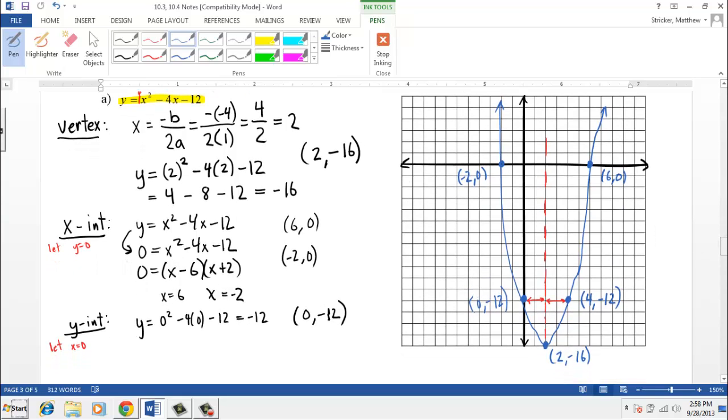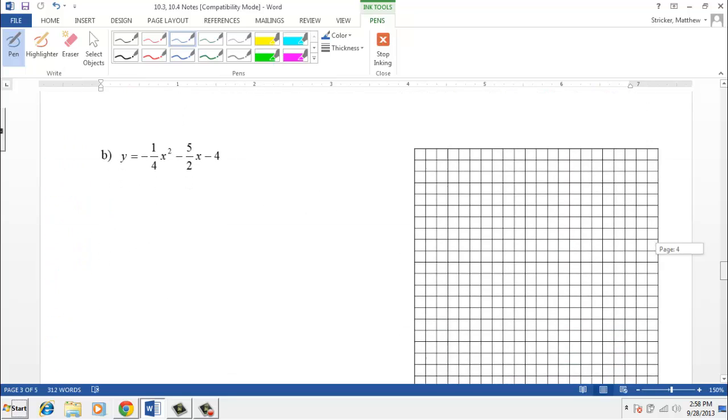Okay, so there we go. Anytime you graph a parabola, you should have the vertex, you should have the intercepts, and you should have a symmetric shape about the axis of symmetry. Let's go ahead and look at one more of these.